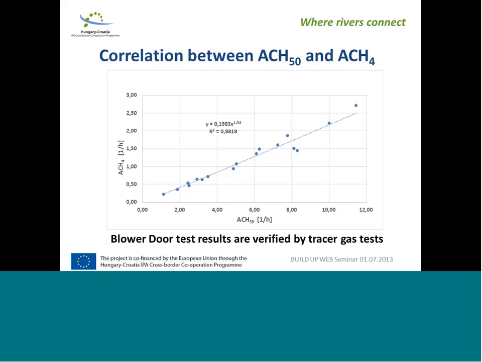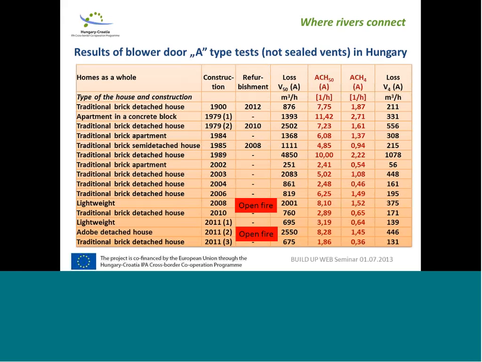We found quite good correlation between the various test methods. So we can assume that our conclusions will be right. This table shows some results in Hungary, these homes measured as a whole. And we also carried out another type of test when we measured buildings or houses by a representative room.